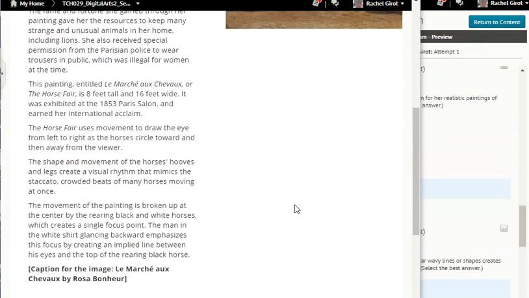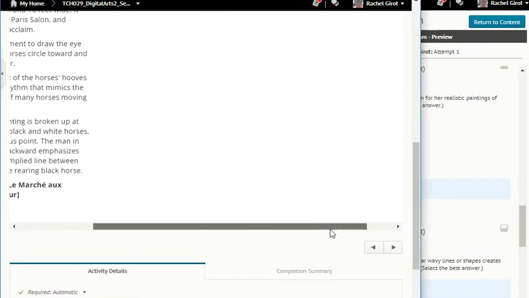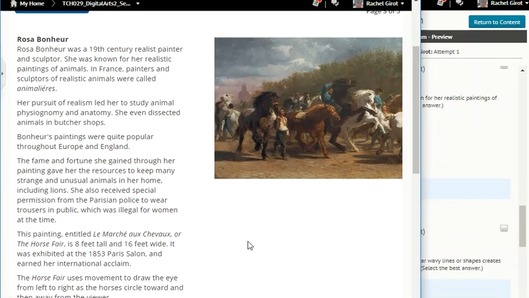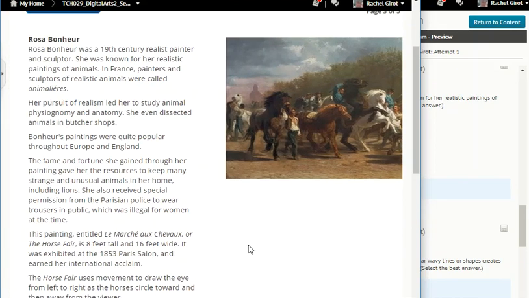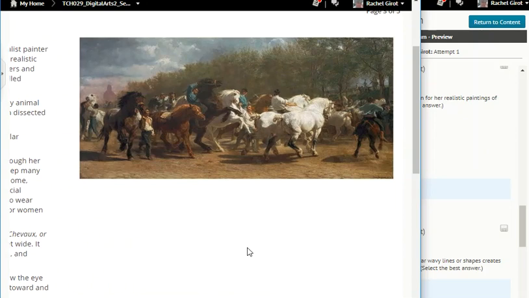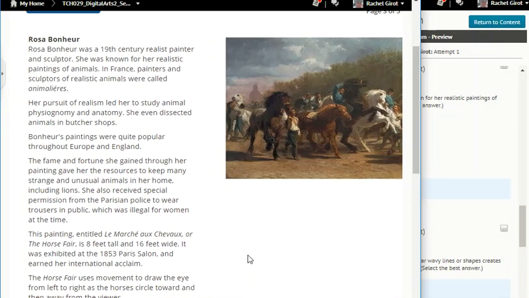This painting, entitled Le Marché aux Chevaux, or The Horse Fair, is 8 feet tall and 16 feet wide. I want to take a look at that real quick. Wow, that thing is huge. Did you know you can hold down Shift and scroll and it'll let you go left and right like that? Huh? That is a huge painting. It was exhibited at the 1853 Paris Salon and earned her international acclaim.